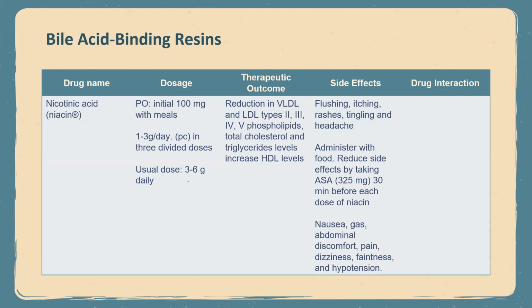On the other hand, we have our nicotinic acid, which is given initially at the dose of 100 milligrams with meal. And then, after meal, PC means after meal, 1 to 3 grams per day in 3 divided doses, with the usual dose being 3 to 6 grams daily. Let me correct this one. Here it says bile acid, but this is a niacin. Kindly correct.